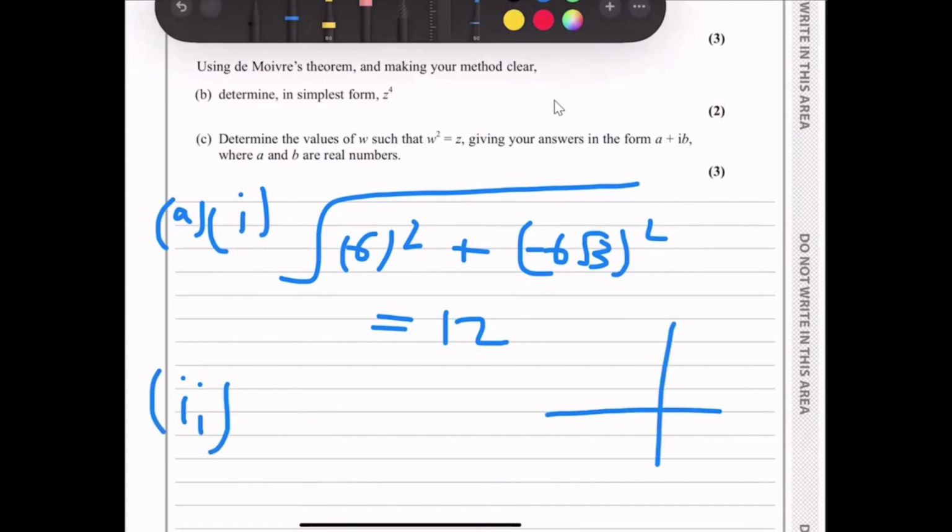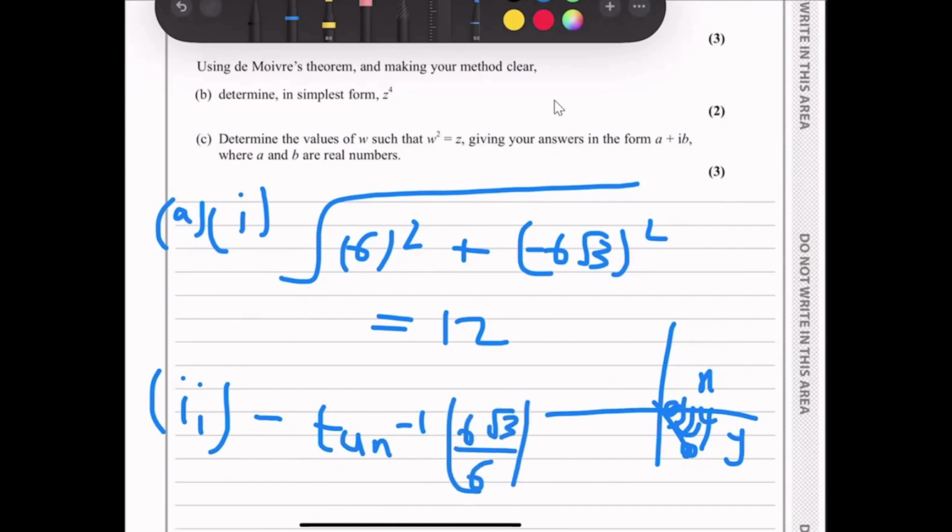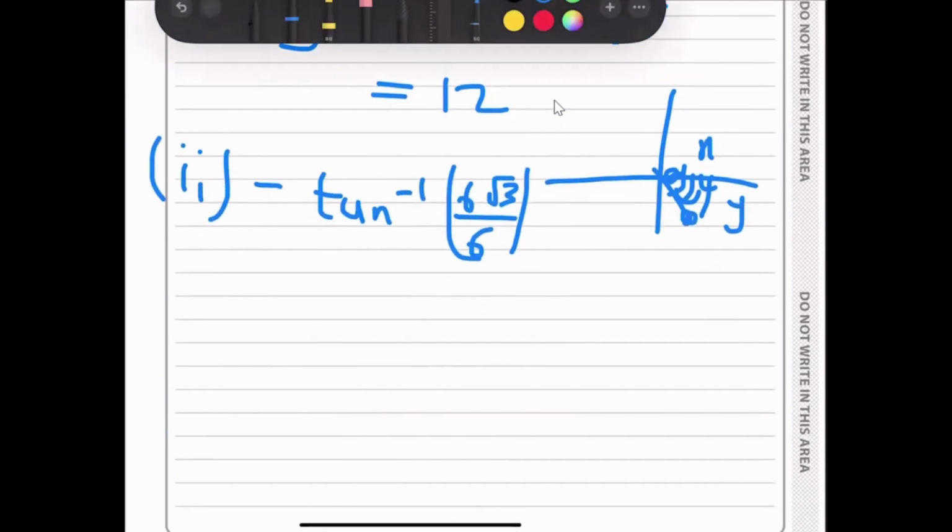So you know that it's in the fourth quadrant, and the angle is negative in the fourth quadrant, so you get minus tan inverse of y over x. You do not take the negative of y, just take the value of the number, which is 6 root 3 divided by 6, and you get minus pi by 3.